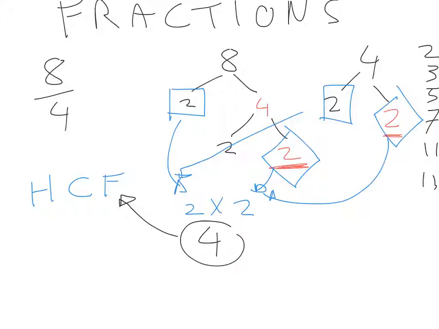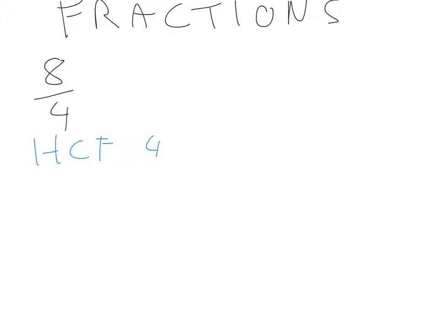So what do we do with the highest common factor? We are going to use it to divide top and bottom, so divide by 4. And we get to 2 over 1, because 8 divided by 4 is 2, and 4 divided by 4 is 1. So we get to the simplest fraction possible. So a fraction with the same value as this one, but just written with the smallest numbers that we can use, just using the highest common factor.